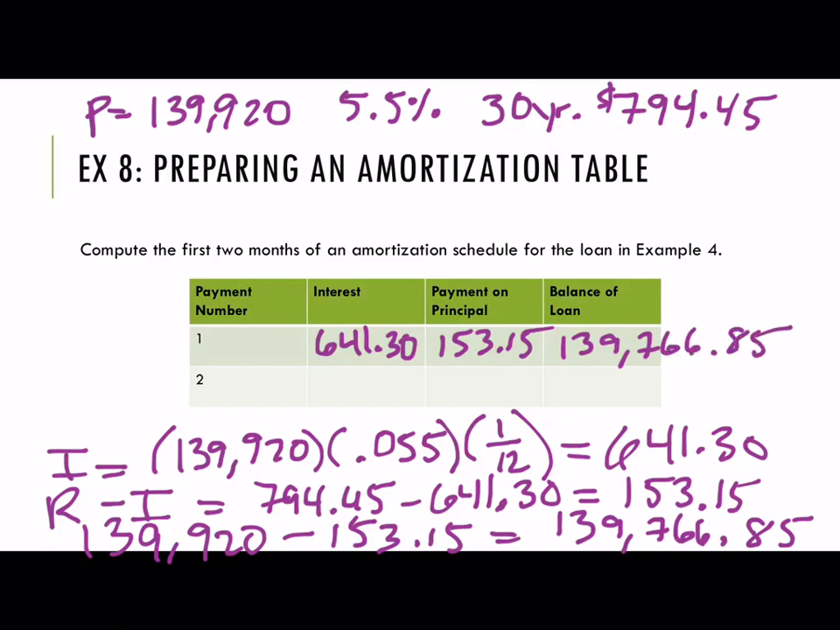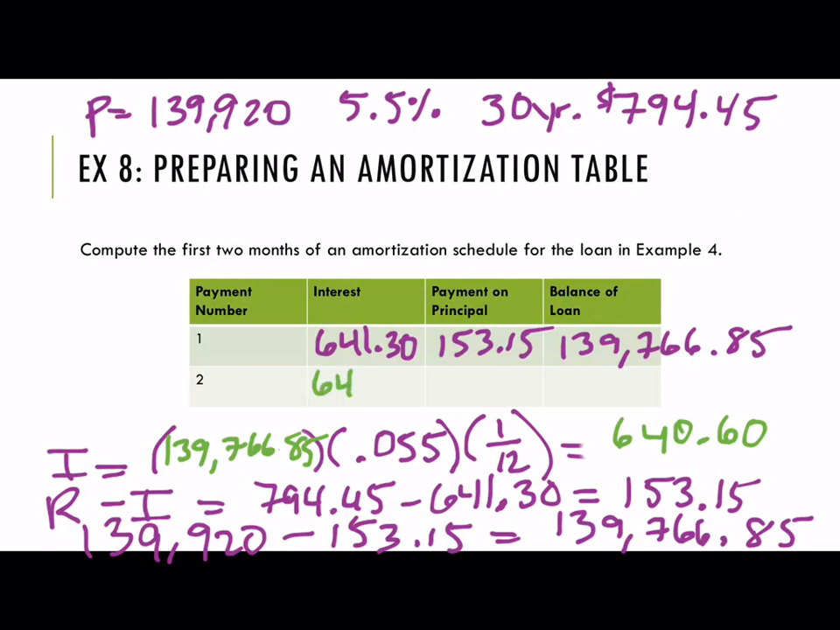All right, and then we just repeat. So for the next payment, to find interest, we do I equals PRT again, but this time what we're using for the principal is going to be just the current balance of the loan. So this time we're going to use the $139,766.85. And then if you do that, so we've paid off a very small amount, so we're going to be charged a little bit less interest. This month the interest is $640.60. Okay, so that's the amount of interest for the second month's payment.